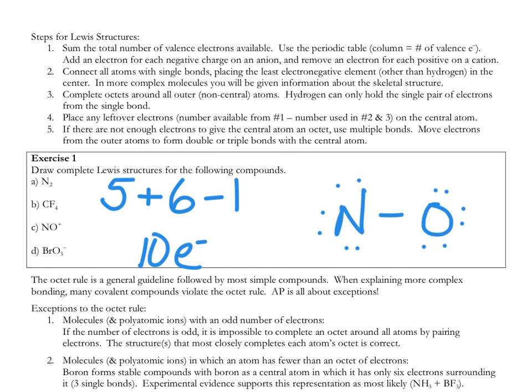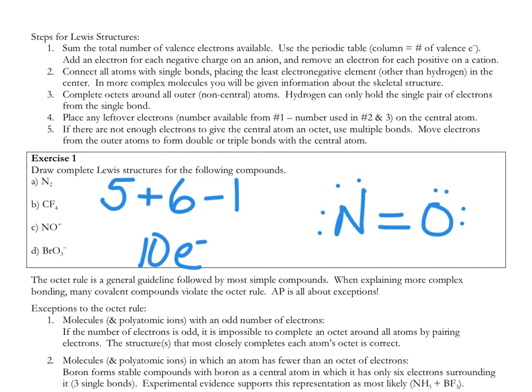filling my octets. But when I do that, if we count them all up, nitrogen's got 6 dots, 6 dots over here, so 12 dots, and 2 lines. I've used 14 electrons. I don't have that many. So I erase, I turn what I've erased into a bond.